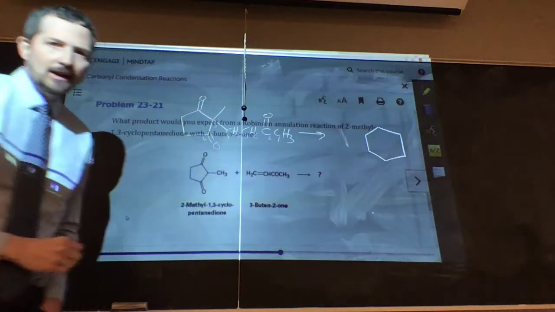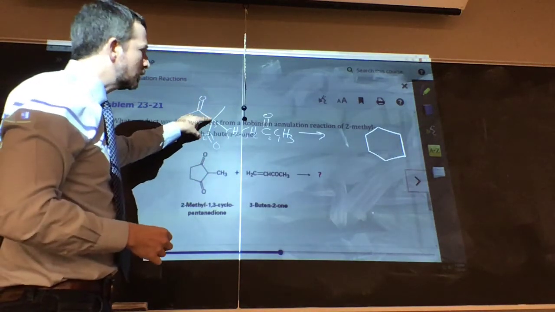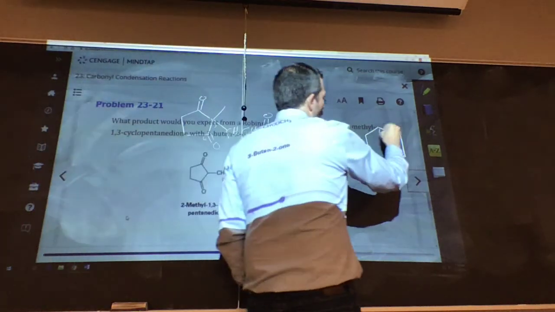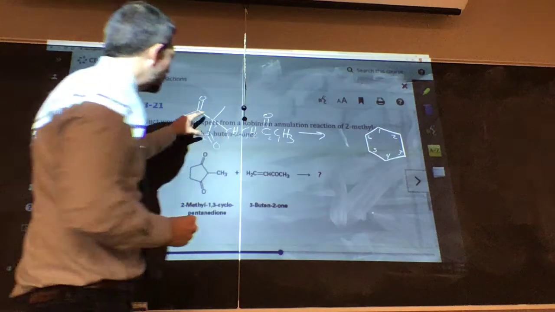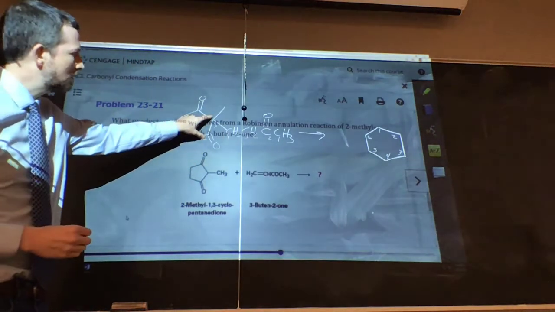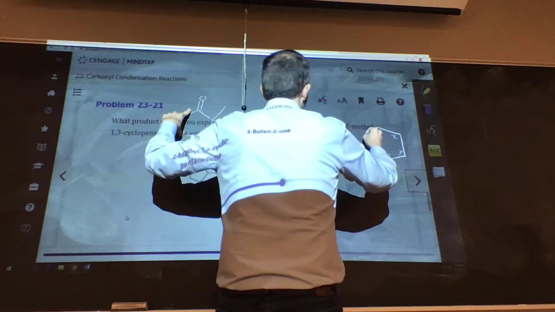I'm just going to draw out that. I know it forms a 6-membered ring. Okay, so I drew all that out. So let's go ahead and number 1, 2, 3, 4, 5, 6. So between 5 and 6 here, I have a 5-membered ring.